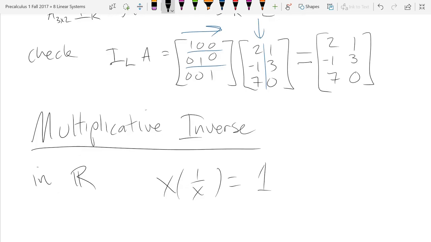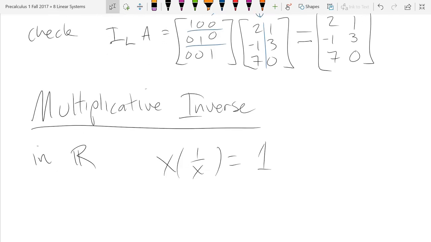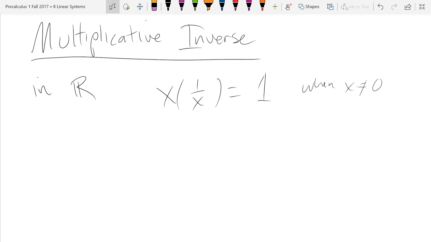There's one number that this doesn't work for. What number could you not multiply something else and get 1? 0. So the only number this doesn't work for is 0. So it works anytime x is not 0. All right. We have multiplicative inverses in matrices. Another way to write x reciprocal is x to the negative first power. So you've seen that too. That just means 1 over x, or the multiplicative inverse of x.